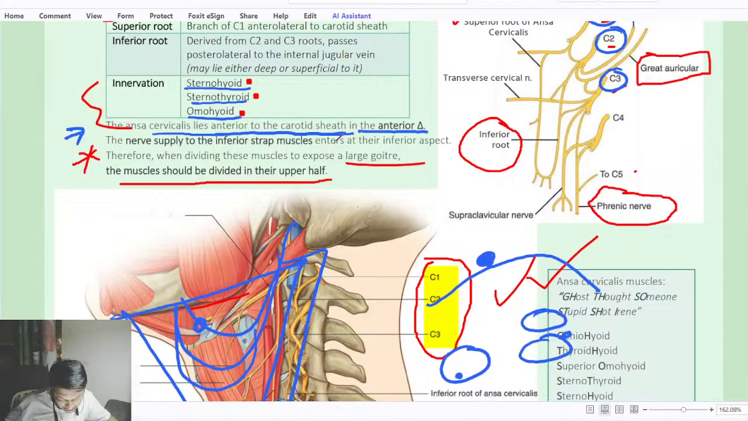The nerve supply to the inferior strap muscles enters at their inferior aspect. Therefore, when dividing these muscles to expose a large goiter, the muscles should be divided in their upper half to avoid injury of the ansa cervicalis.